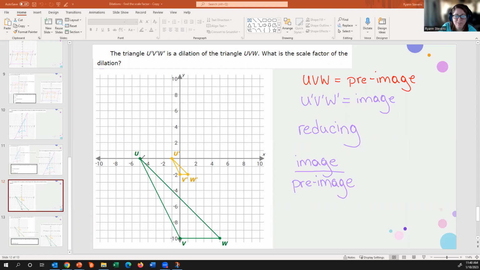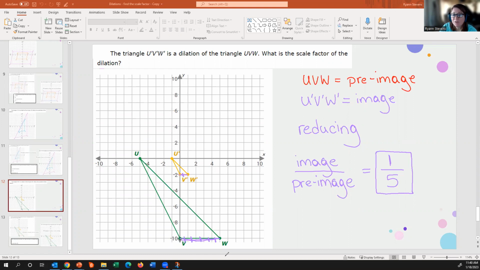Again, with this triangle, it's going to be kind of hard to use this side or this side because this is where we would need to find the slope of those lines. And so what we're going to do instead is use this line down here, VW. So for the image, this is just 1 unit for VW. And then for the pre-image, we have 1, 2, 3, 4, and 5. And that's going to tell me that my scale factor for this one is going to be 1/5.